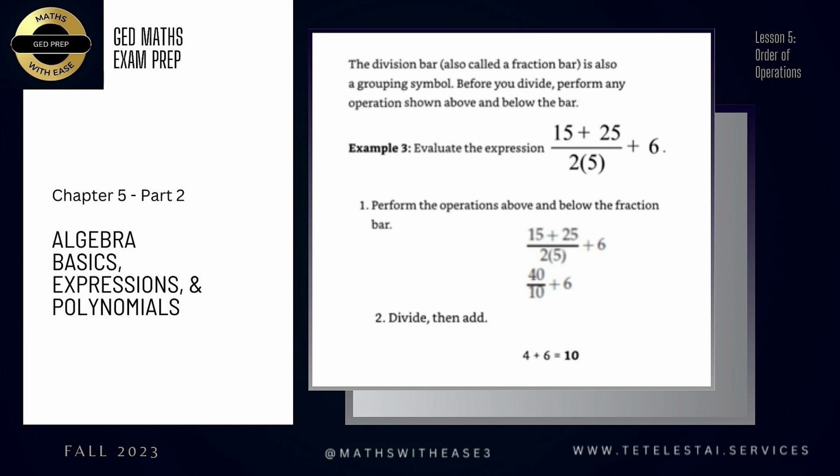You want to start by performing the operations above and below the fraction bar. 15 plus 25 is 40. 2 times 5 is 10. Then divide 40 by 10, which gives 4. 4 plus 6 is 10. We followed the order of operations in evaluating this expression, and we've arrived at the correct answer.